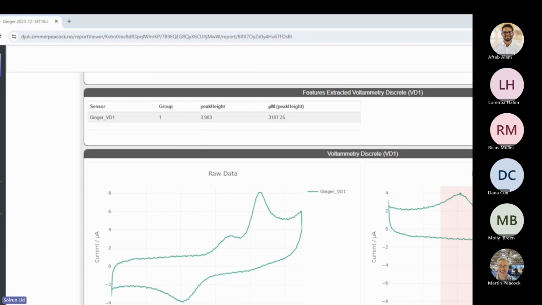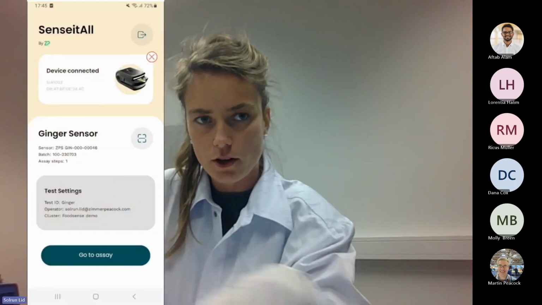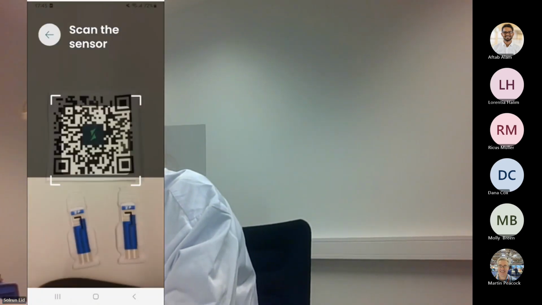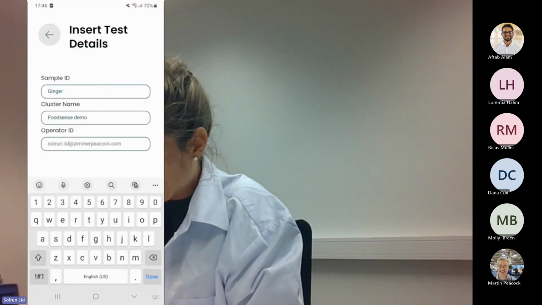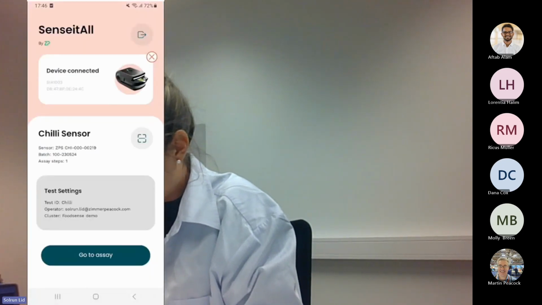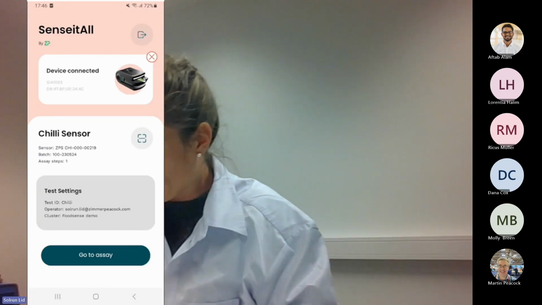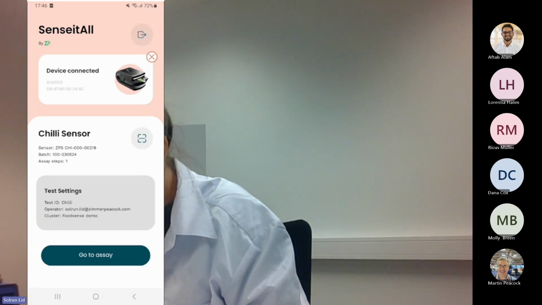So now I will run through a chili sample. So first off, I will change the assay to chili. So I'm scanning the QR code like that. Now we have chili. I will also change the test ID. So chili, just like that. So that we can differentiate between the two of them easier. But also remember that dates and so forth are also in that sample information.